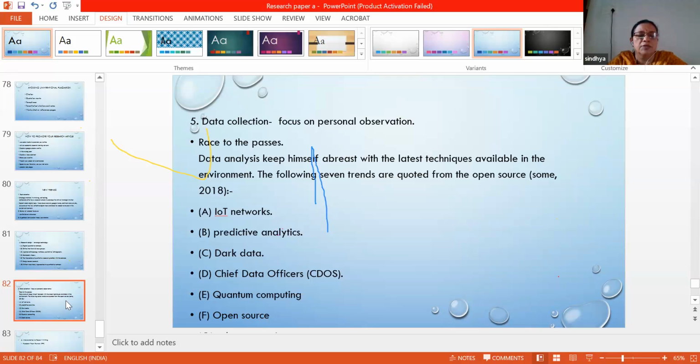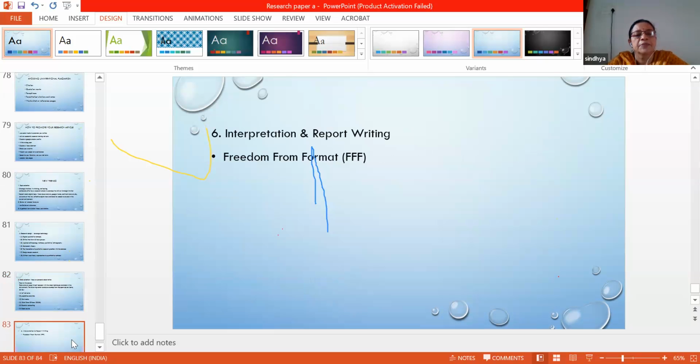For example, dark data: there are many untapped data. When you collect data, some data is not even used. So untapped data is a rich source of data for other purposes. Similarly, the latest techniques are available to collect data, and we can use those techniques for collecting data.